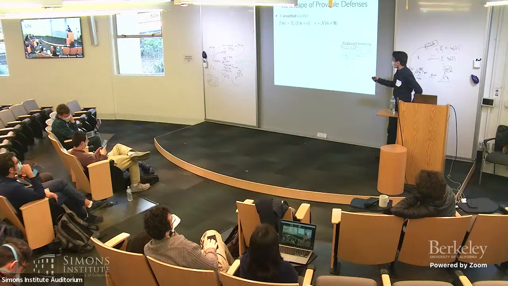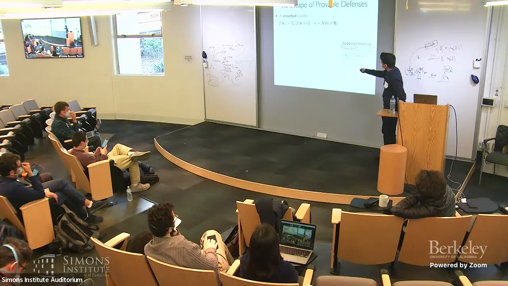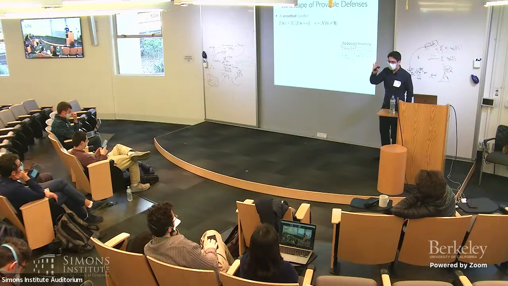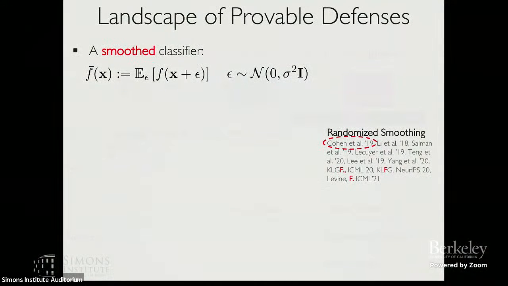Okay, so in smoothing, we have a base classifier f. This f can be anything. It can be a neural network. It can be even a linear function. We add some noise to its input, and we look at the expectation of this function as the smooth function. That's what we call a smooth classifier f bar. And this epsilon noise can have different distributions. For example, in Gaussian smoothing, this epsilon is according to a Gaussian density function.